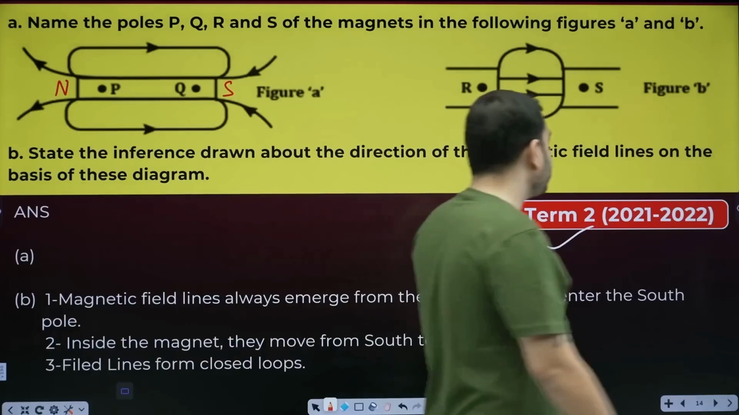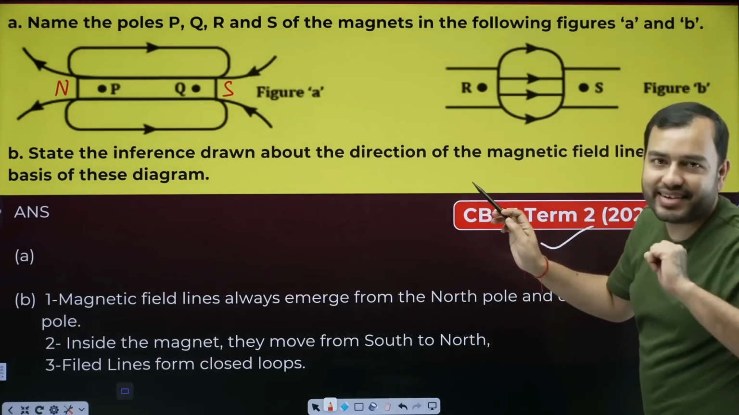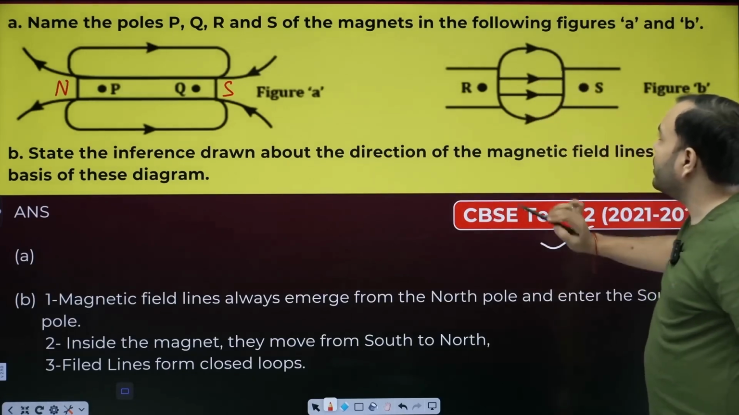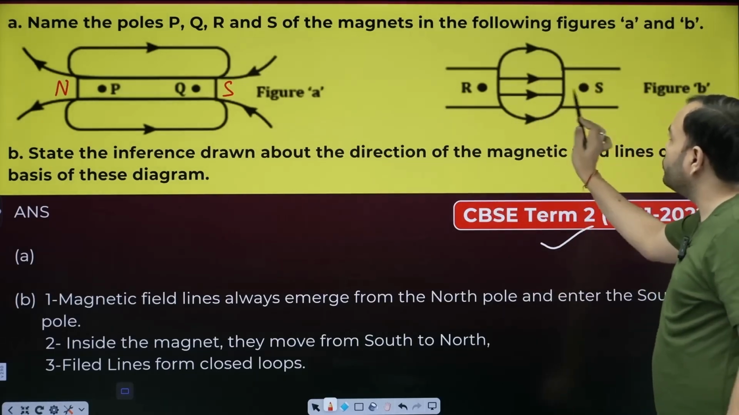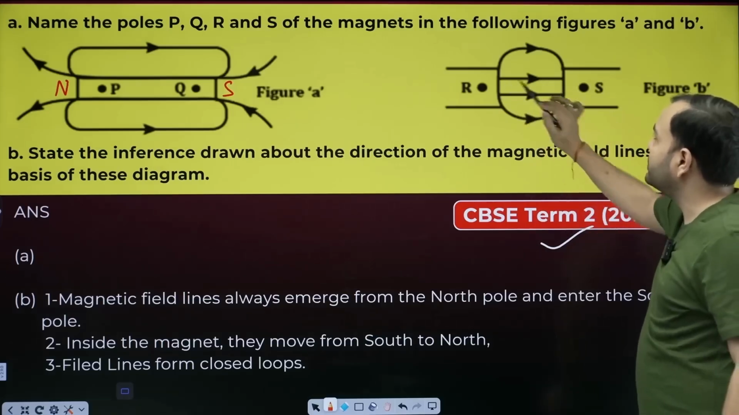Let's come to this RS. Now if I look carefully at RS, these two different magnets, field lines are emerging from R, and they are coming inside S.